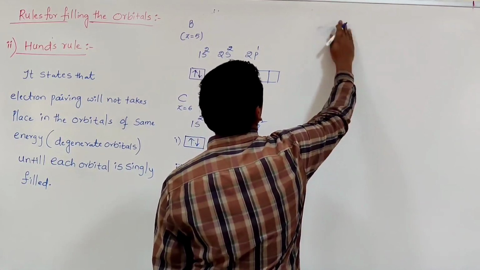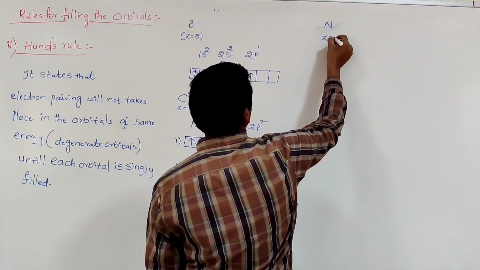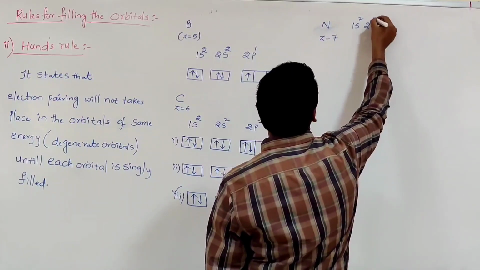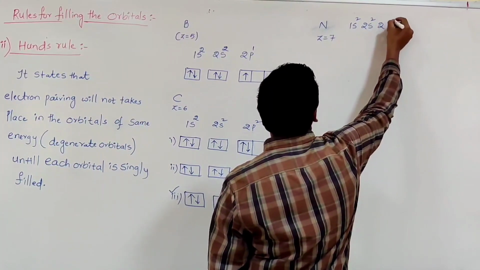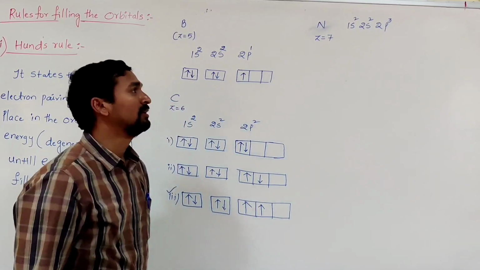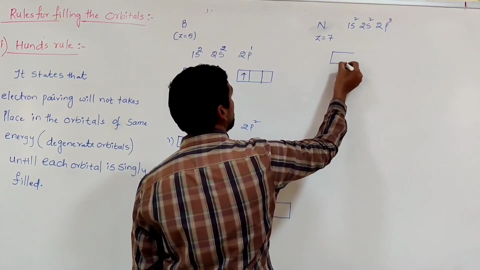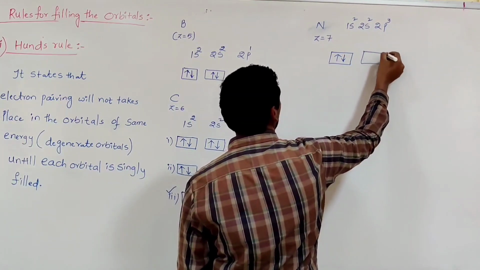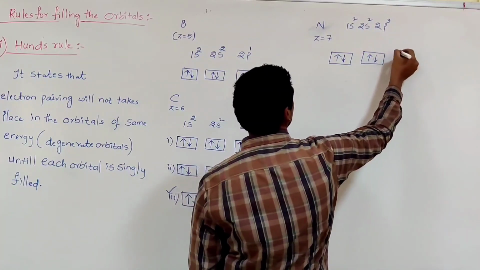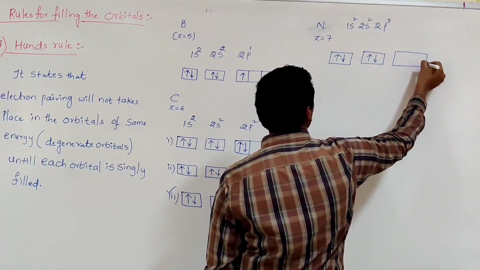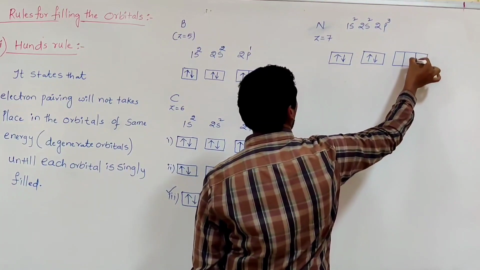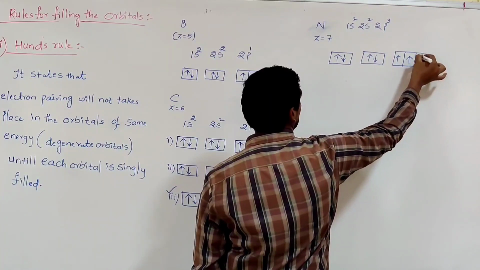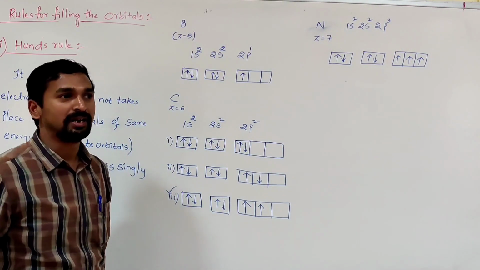So the nitrogen, Z is equal to 7. What is the configuration? 1s2, 2s2, 2p3. So now what is the most stable arrangement here? In the 1s orbital, 2 electrons. In the 2s subshell, 2 electrons. In the 2p subshell, all the orbitals are first filled with 1 electron each with a parallel spin. This gives the most stable arrangement according to the principle.